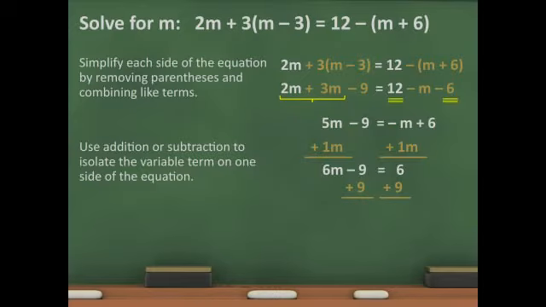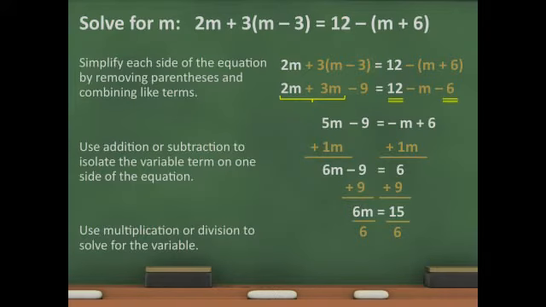To isolate the 6m term, add 9 to each side of the equation. The 9's cancel from the left side of the equation because their signs are opposite. On the right side, 6 plus 9 is 15. We are left with 6m equaling 15.